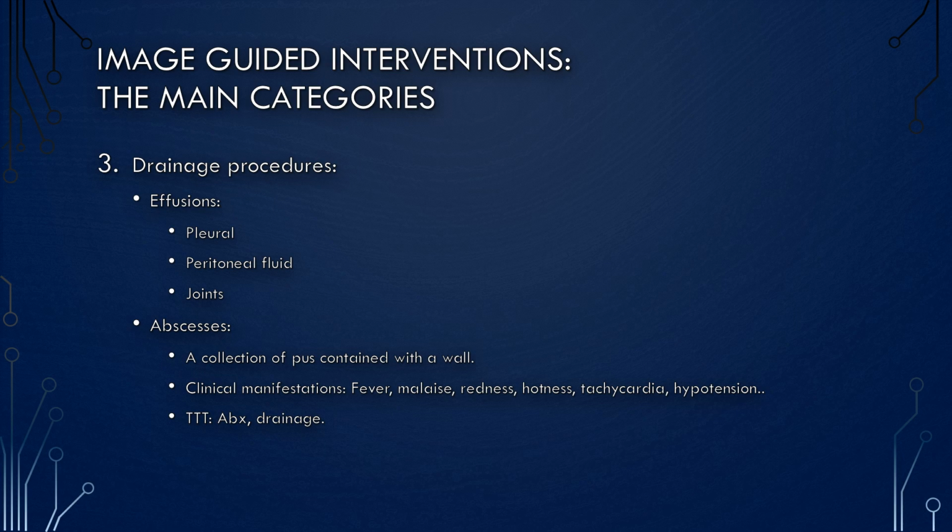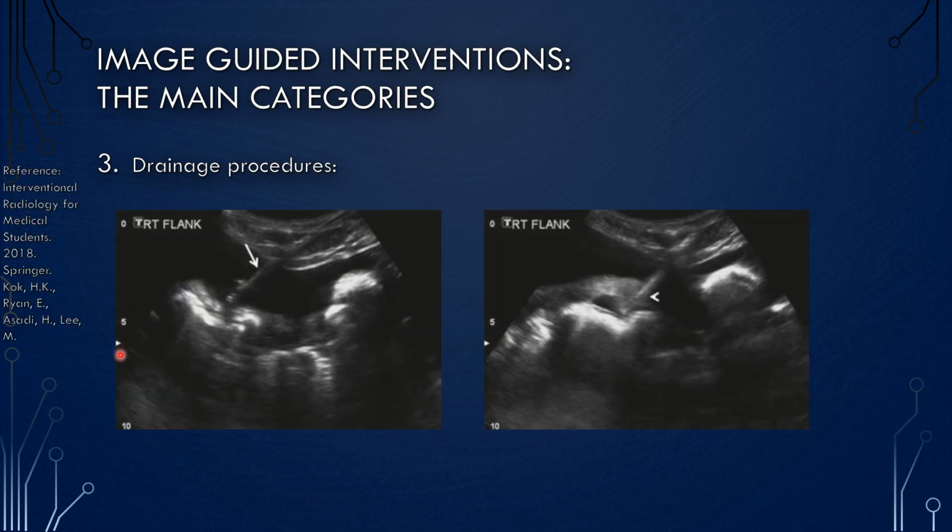A small abscess, less than, for example, 2 by 2 centimeters, can be treated conservatively. However, anything bigger than that is usually drained percutaneously or drained surgically. Here you see an example of a drainage procedure of ascitic fluid in which the needle drainage catheter was introduced into the peritoneal space, draining the ascites.